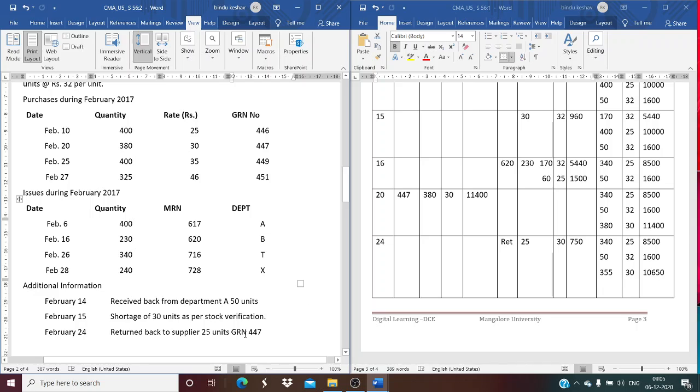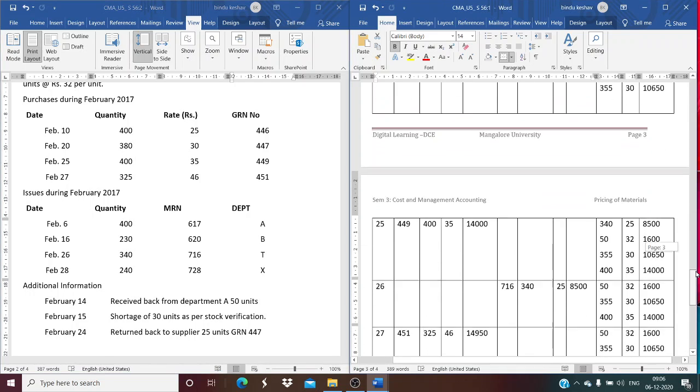It is mentioned that as per goods received note number 447, 25 units are returned back to the supplier. So from that particular lot of 380 units, 25 units are returned. So the balance will be 340 units. The first lot 20 at rupees 25, the second lot 50 units at rupees 32, the third lot, the recent purchase, that is 380 minus 25 units, 355 units at rupees 30, 10,650.